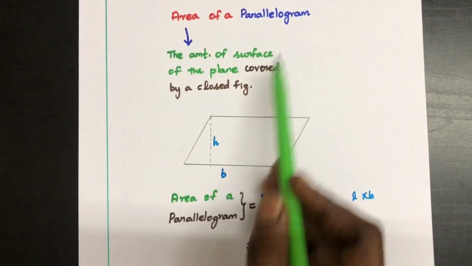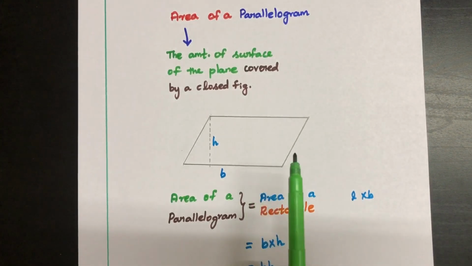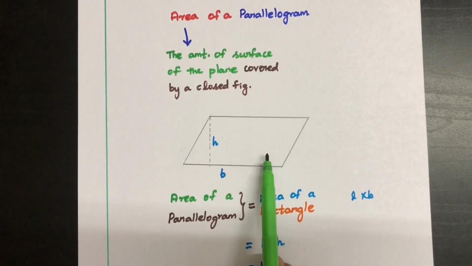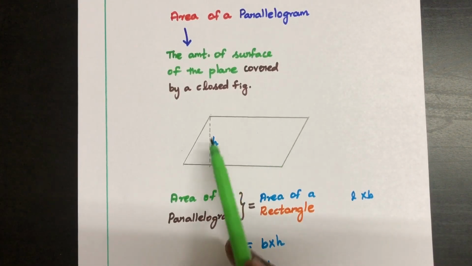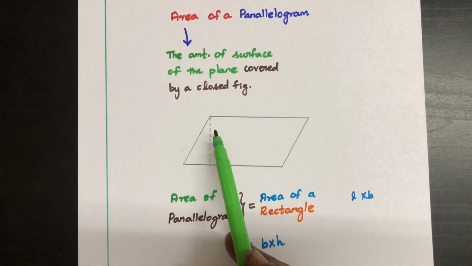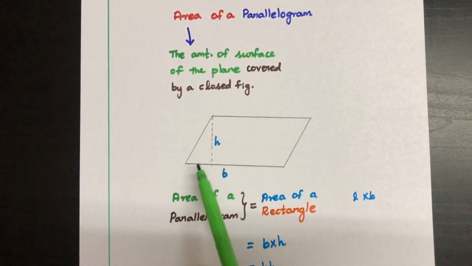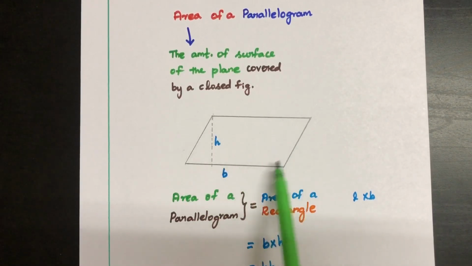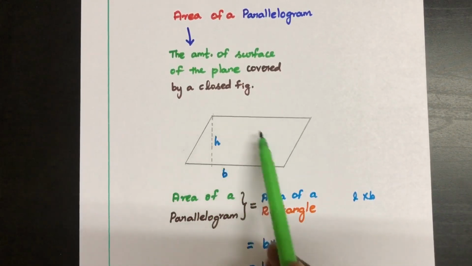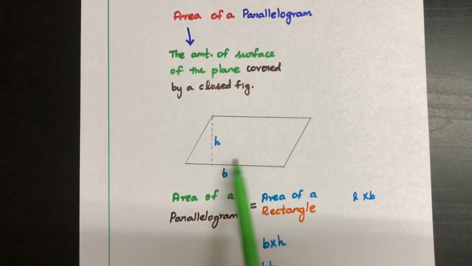Area of a parallelogram. We are going to find this inner area. See, it is exactly like a rectangle, but it is not a rectangle. Where it differs from a rectangle is that the angles formed at all four corners are not 90 degrees. If it is 90 degrees, it is a rectangle. If it is not 90 degrees, it is a parallelogram. So it is also an inner surface. We are going to find the amount of surface of the plane covered by this parallelogram.